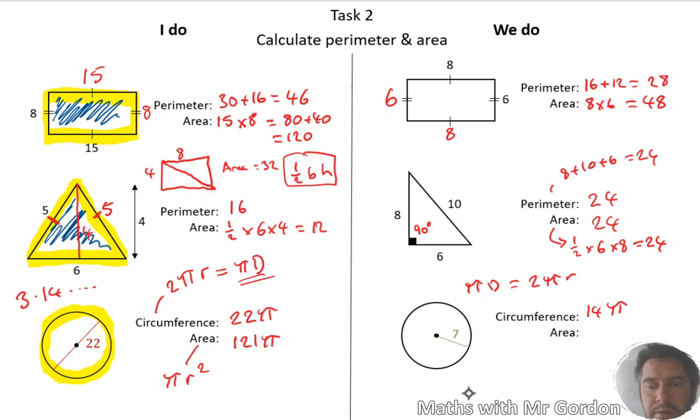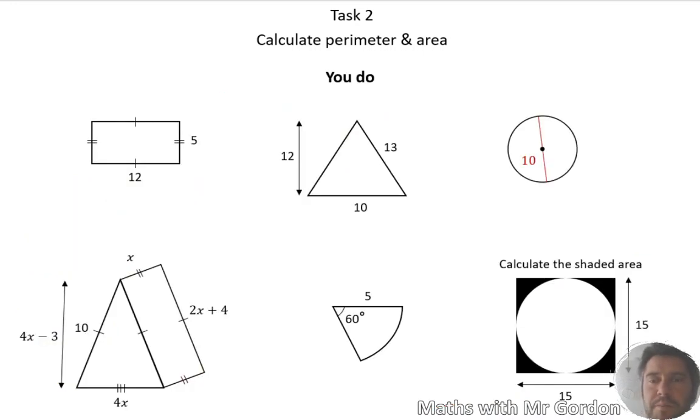And for the area, our formula, so that was the circumference. And now for the area, we had our formula, which is pi r squared. So we have 7 squared, which is 49. So we have 49 pi for the area. Similar questions for you to do.